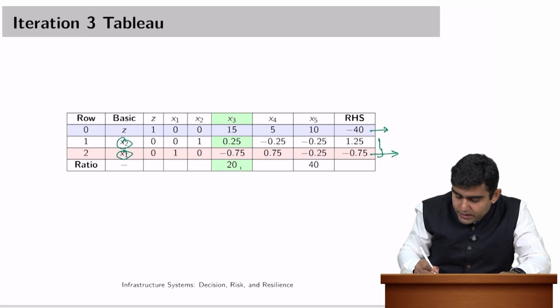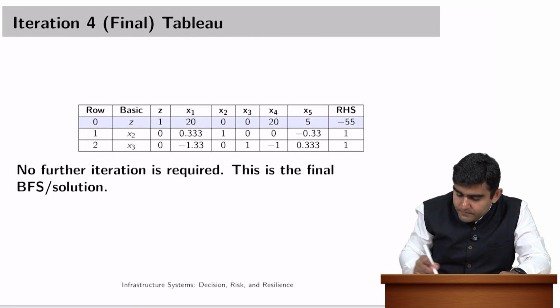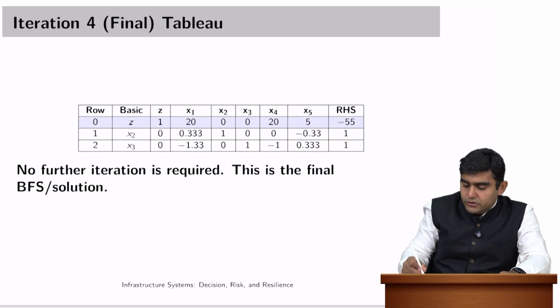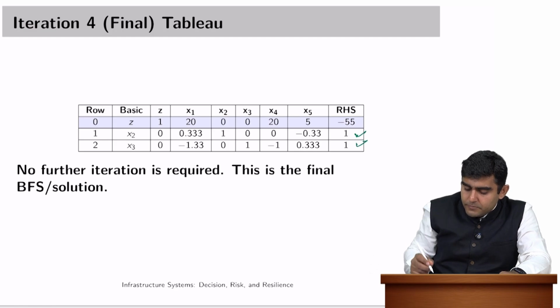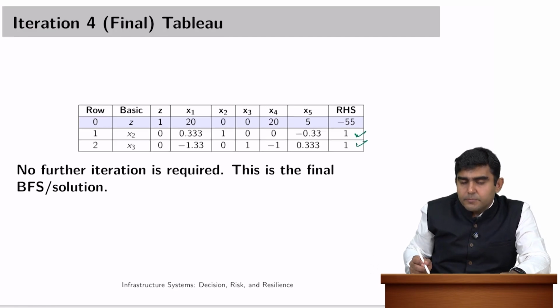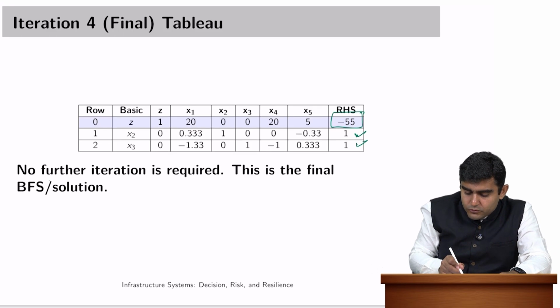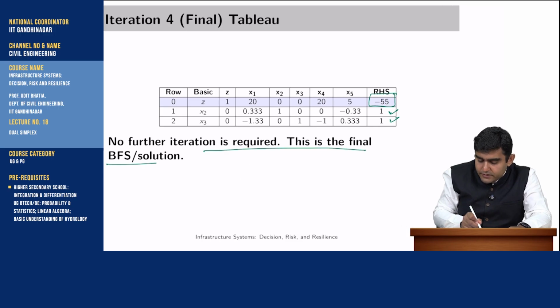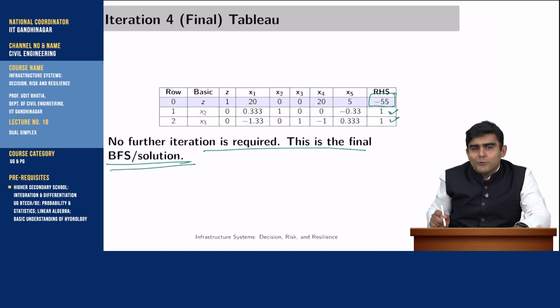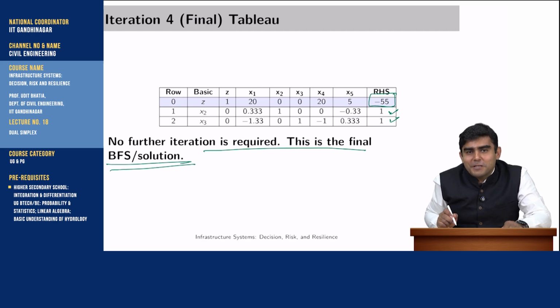Again 20 will enter into the solution, and after that you replace this x1 by x3, and in the updated case, after all the pivoting is done, you would have RHS as positive here, and x2, x3 take this particular value, and your answer comes out to be minus 55. So no further iteration is required. This is the final basic feasible solution, which also happens to be optimal here, because after that you cannot move any further.